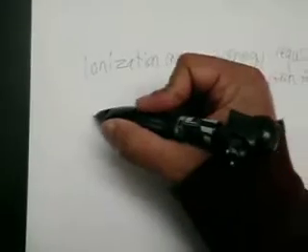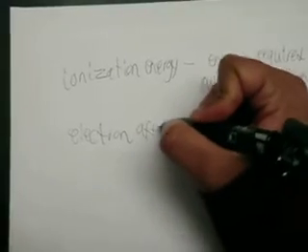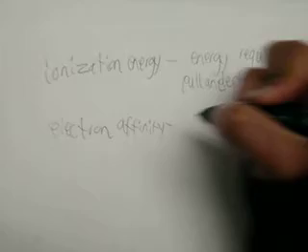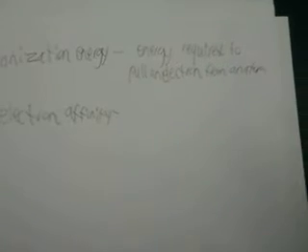Whereas electron affinity is the opposite. Electron affinity is really the atom's willingness to accept a new electron. So it's the energy gained by the atom adding in that electron, or not always gained, the energy associated with the atom taking on another electron.